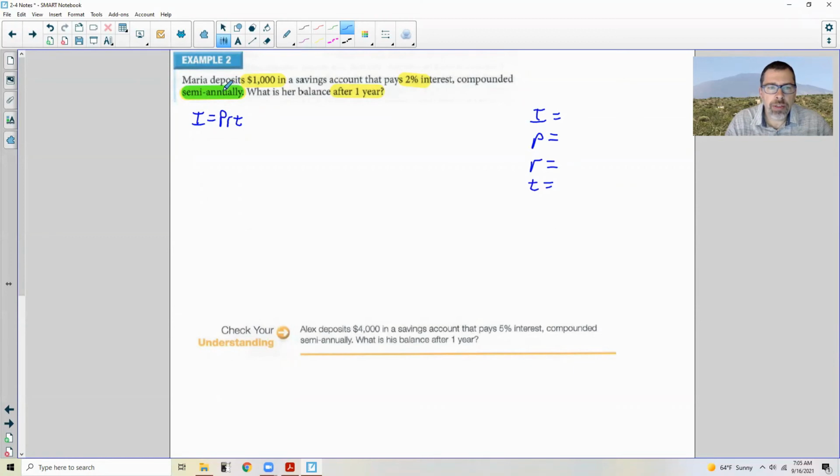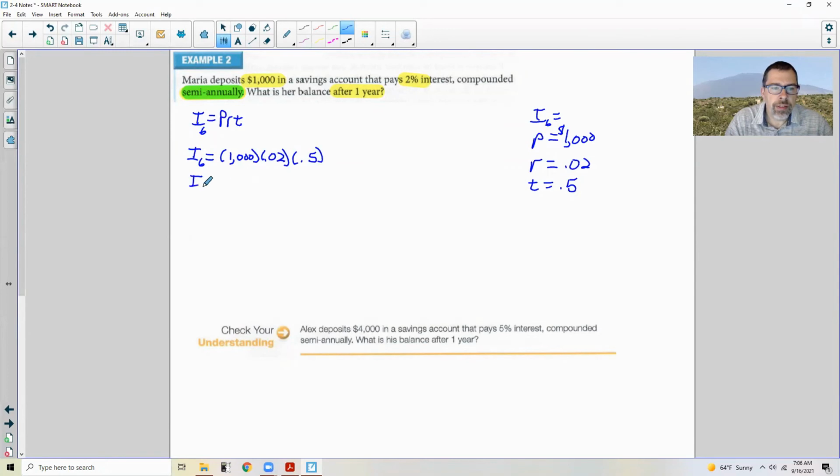Compounded semi-annually, so I want to find out how much interest she earns in the first 6 months. That's a half a year. Semi-annually is every 6 months, so our time is a half a year. Our rate is 0.02. Our principal is $1,000. We want to find the interest after 6 months, so I'll call it I sub 6 because we have to do this in 2 steps. I sub 6 equals the principal times the rate times the time frame, and that's a half a year, so 0.5.